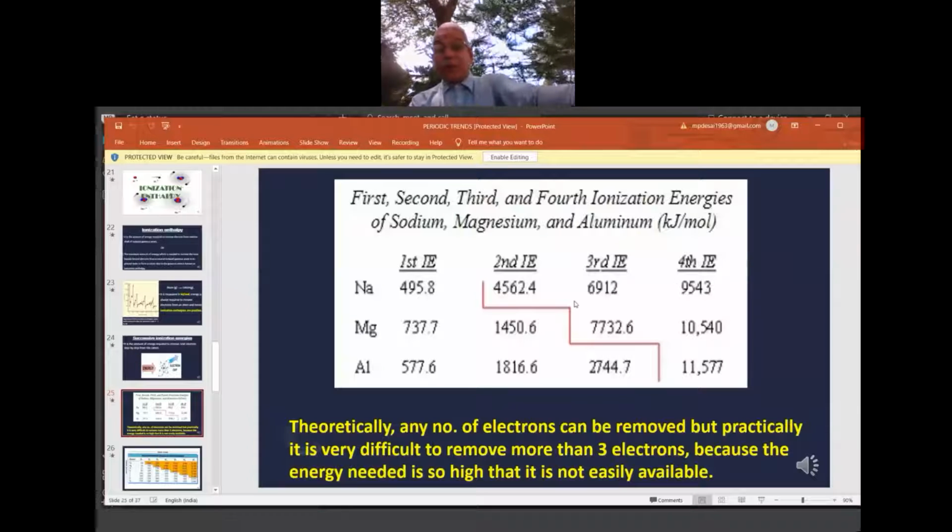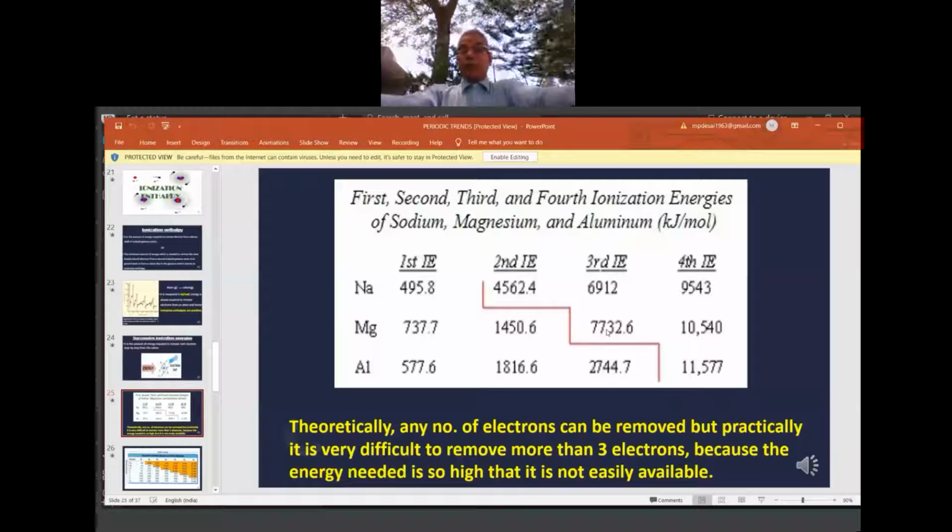Now for the magnesium, you see magnesium 737 is the first IE. Second IE is what? Double, almost double. But from the second to third, you see a large difference is there. So third IE is very difficult for magnesium. It can lose 1, it can lose 2. Third IE is very difficult for the magnesium. So magnesium will never become magnesium 3 plus.